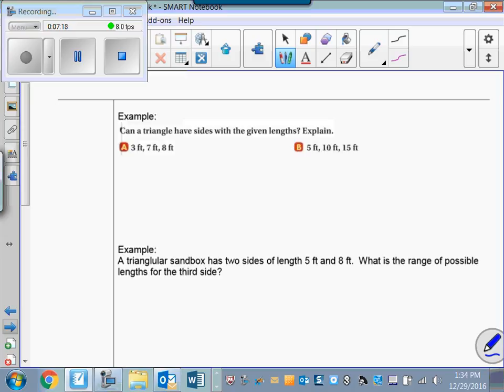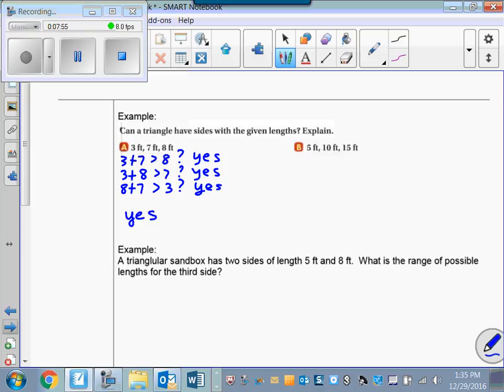Can a triangle have sides with the given lengths? Well, let's see. Is 3 plus 7 greater than 8? Yes. Is 3 plus 8 greater than 7? Yes. Is 8 plus 7 greater than 3? Yes. So yes, a triangle can have these side lengths by the triangle inequality theorem.